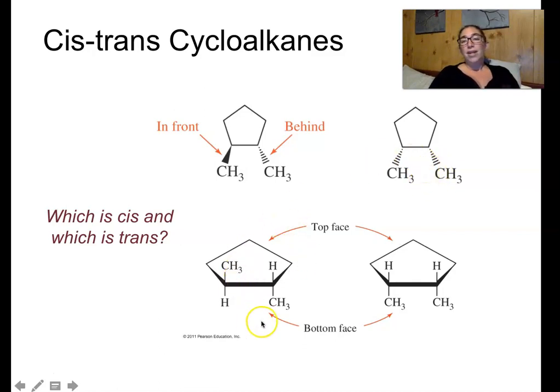Another way to draw rings is to draw them laying like this on their side, and then showing the groups just up and down. So again, this would be trans because one group is sticking up above the ring, the other sticking down, and in this one they're both sticking on the same side of the ring, so that would be a cis. So these are cis isomers, trans isomers.